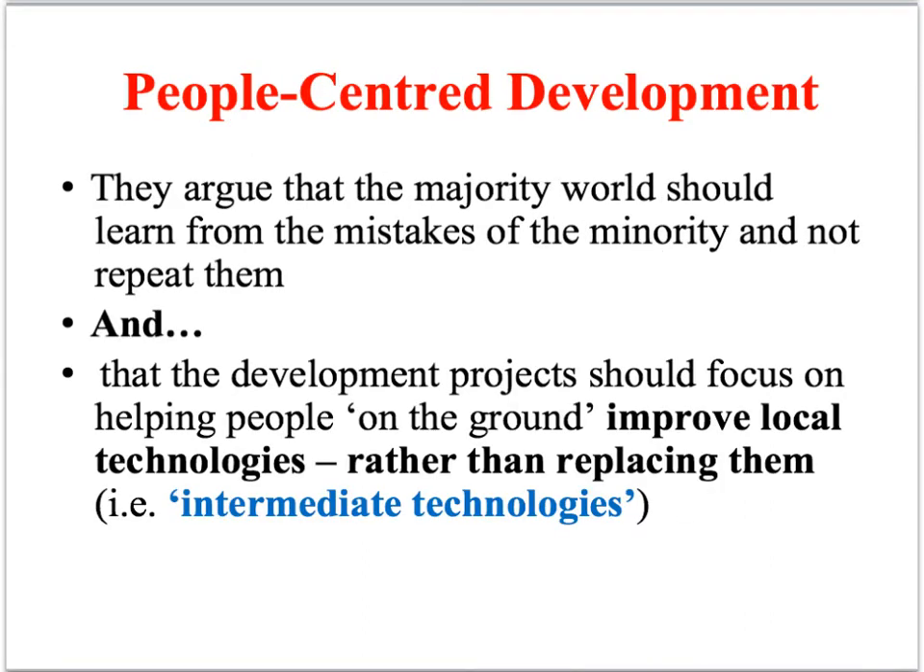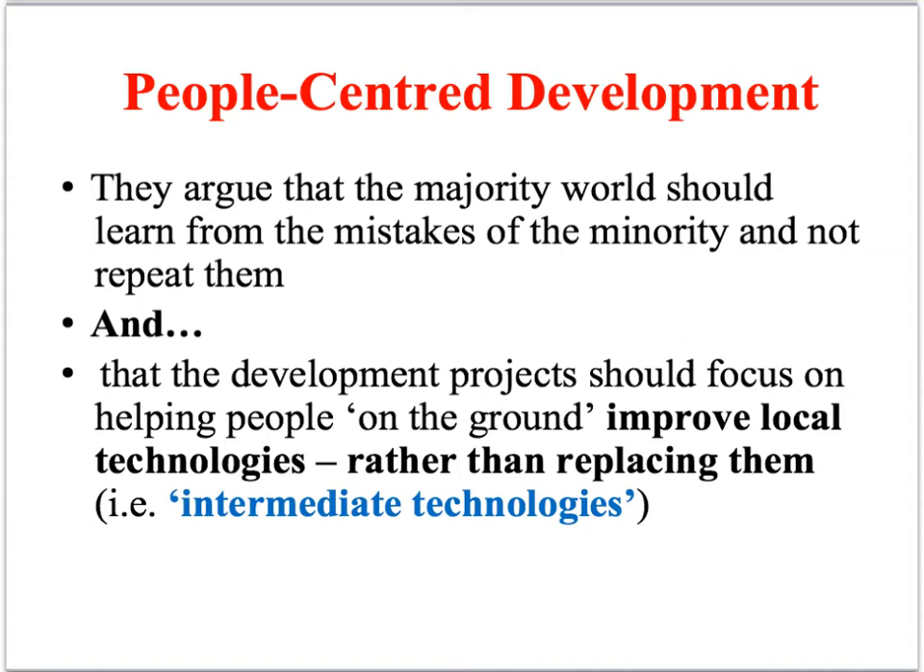Now at the beginning of the presentation I mentioned that the types of policies associated with these perspectives come under the heading of people-centered development. And there are two principles that inform people-centered development. One is the idea that the majority world should learn from the mistakes of the minority world and not repeat them. And this is linked to the idea of sustainable development, that the Western model is damaging to the environment, whereas sustainable development is defined as that which meets the needs of the present without compromising the ability of future generations to meet their own needs.